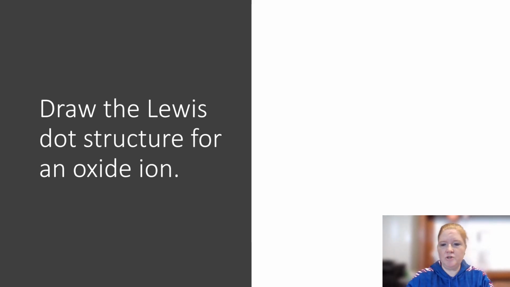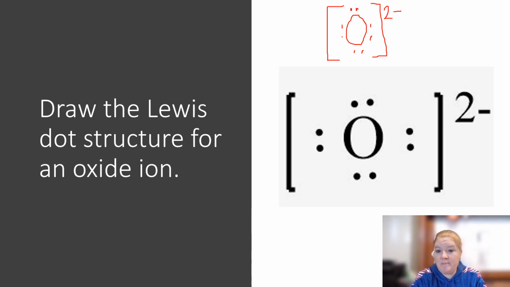Draw the Lewis dot structure for an oxide ion. So oxygen started with 6. Check the periodic table. It has an oxidation state of 2 negative. So I need brackets for an ion. And then how many dots? Well, it started with 6 and gained 2. Right? So it looks like this. So in case you didn't notice, if it's a positive ion, no dots. If it's a negative ion, 8 dots. Okay?